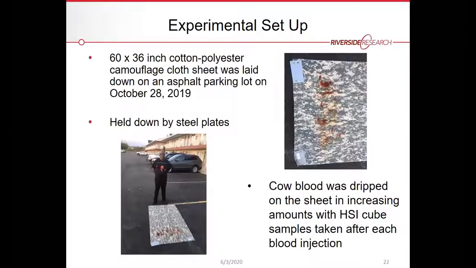The initial experimental setup is what you see: a 60 by 36-inch cotton polyester camouflage sheet was laid out on an asphalt parking lot and held down by steel plates. We dripped cloud blood on the sheet in increasing amounts and then took HSI cube samples after each blood injection. You can see the blood on the camouflage cloth in both images.